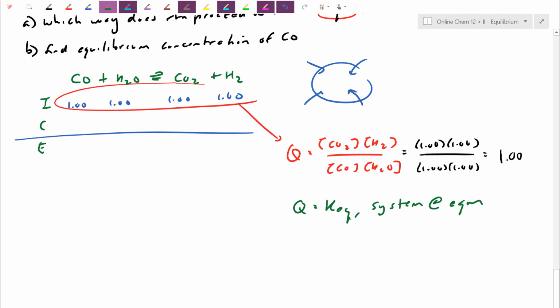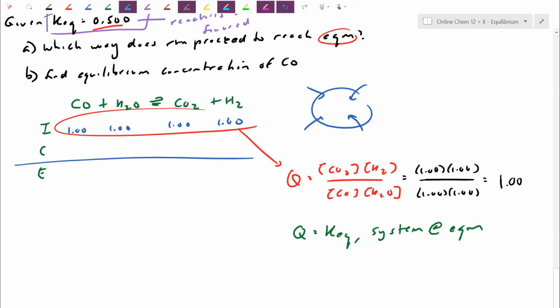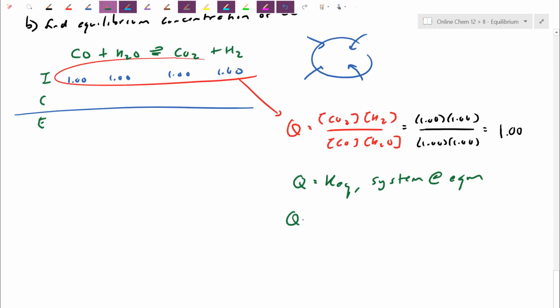In my situation right now, my Q value is 1, my KEQ is only 0.5. My Q value happens to be too big for KEQ. I'm supposed to be 0.5 when we're at equilibrium. So the KEQ is sort of a constant at our temperature. I'm not changing the temperature on you. Using my current product over reactant numbers, my Q value is too big. My Q value actually needs to get smaller. It's going to approach KEQ by getting smaller to become 0.5.